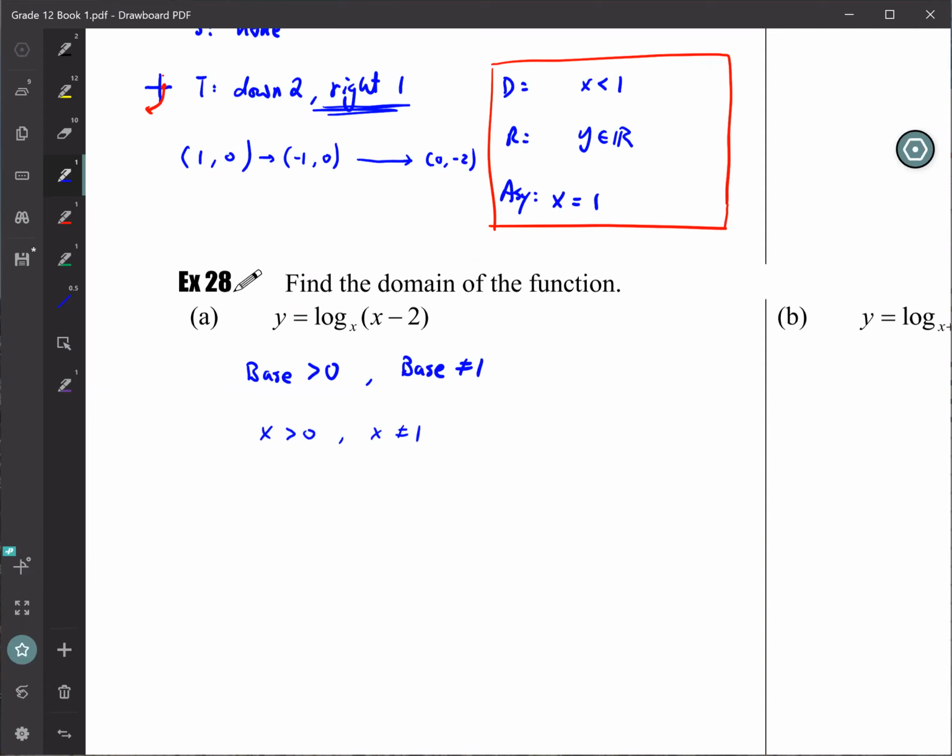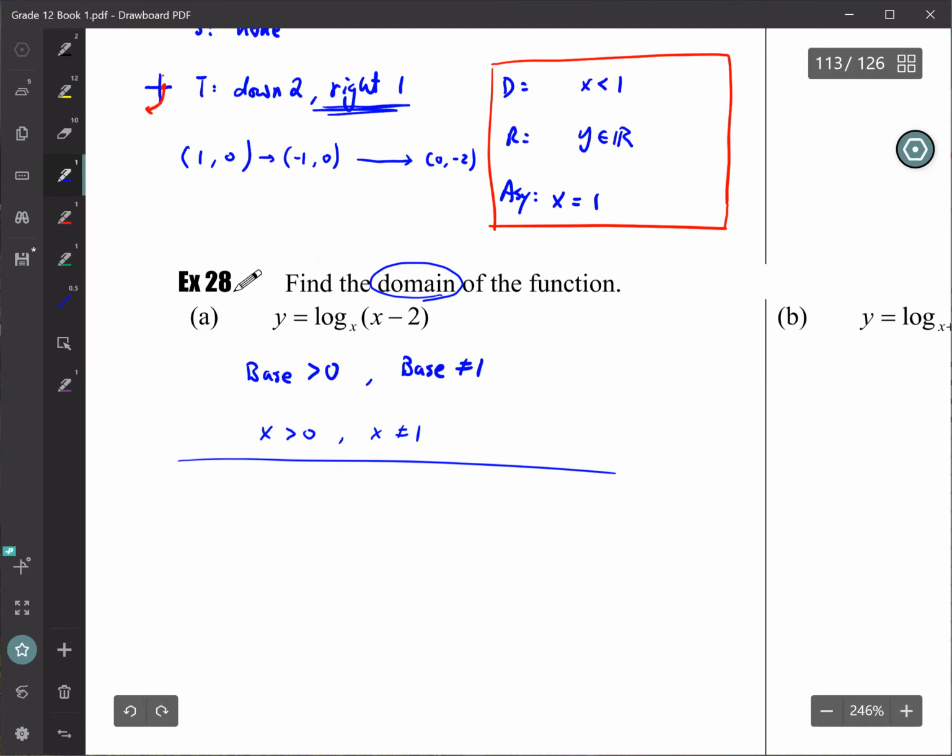Can you raise your hand if you understand everything up to here? Any questions, Samantha and Ray? Okay, so that's for the base only. We're not done. We're talking about domain. Domain is any place that has x, you have to consider. So that's one place. Now let's look at the other place that has x, which is the inside. That's the easy part. We've been doing that many times.